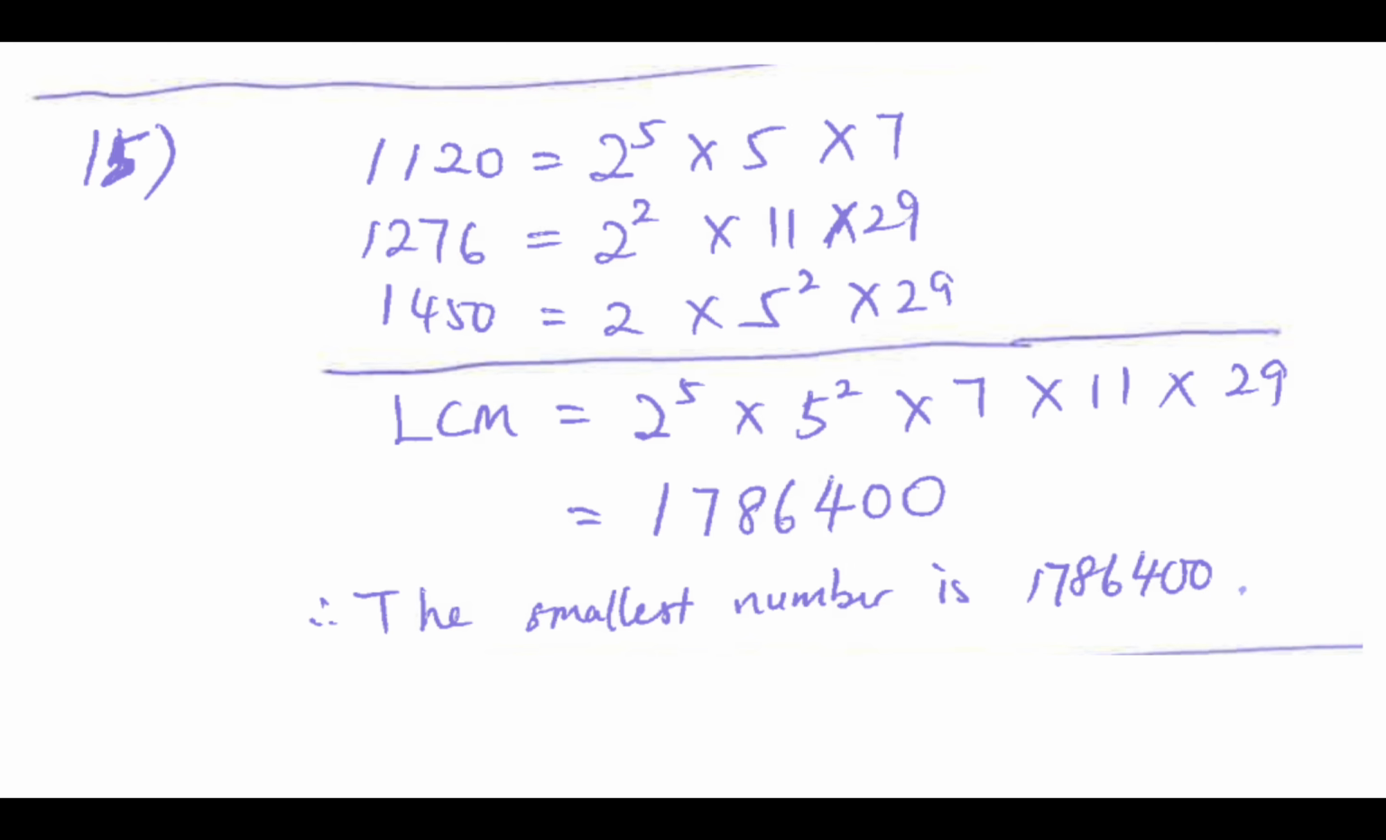So if you look at prime factor of 2, we find that we have 2 to the power 5, 2 to the power 2, and 2 to the power 1. So we collect 2 to the power 5 for the LCM. Then for prime factor 5, we have 5 to the power 1 here, no 5 in 1276, and 5 squared in 1450. So we collect 5 squared for the LCM. Then for the prime factor 7, we have a 7 in 1120. We don't have 7 in the other two. Therefore, 7 to the power 1 is the highest power over here. Same for 11, and finally for 29, right? So we work that out. That will be 1,786,400, and that is the smallest number that's divisible by all these three numbers.